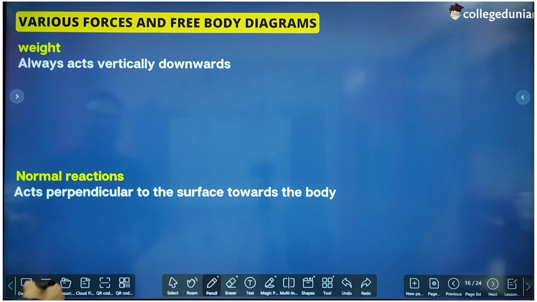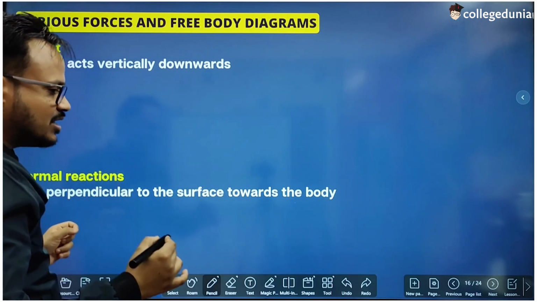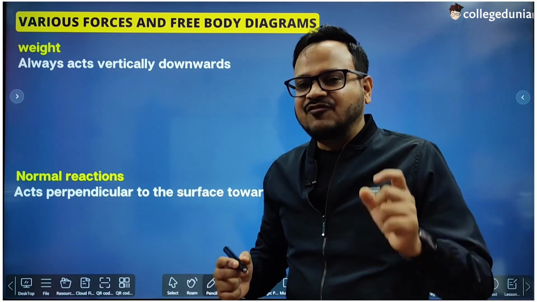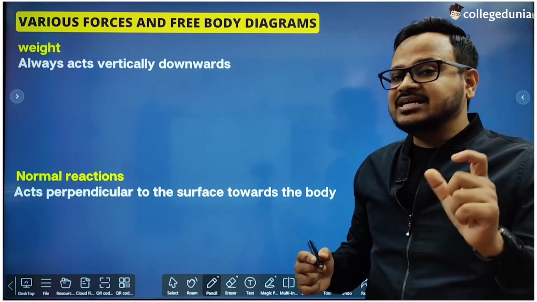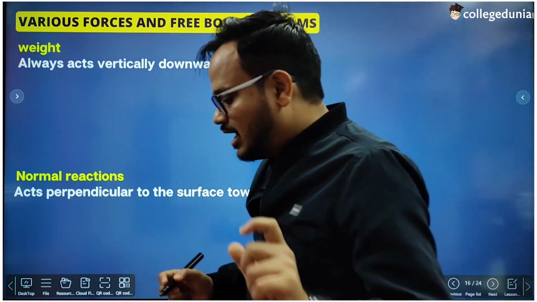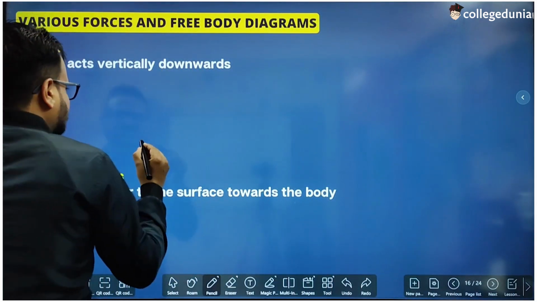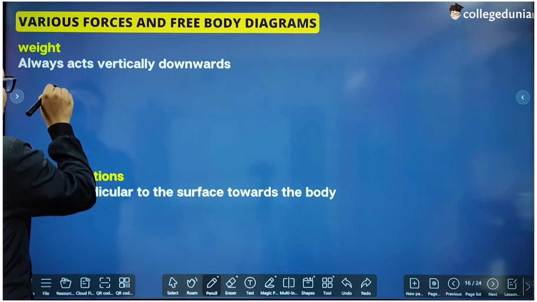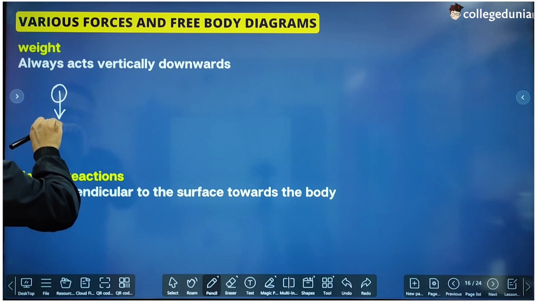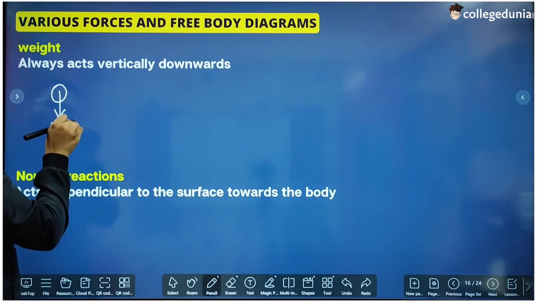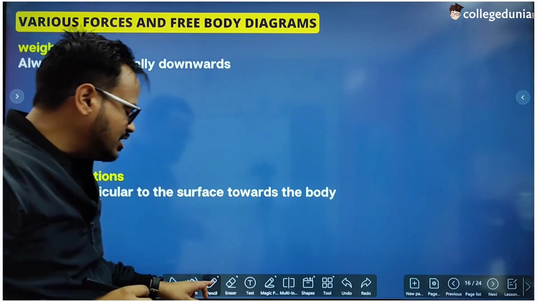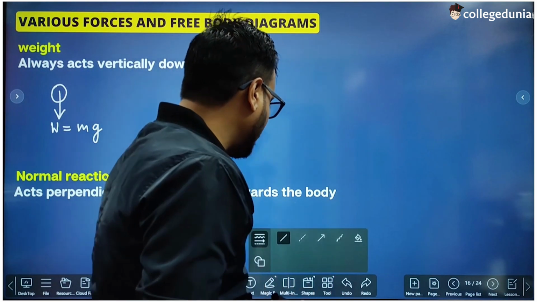First one is weight. In each and every question you will use a force acting on the body, which is weight. Weight is the force with which each and every body is getting attracted towards the center of the earth, and it always acts vertically downwards. If the body is in air, even then the weight is acting downwards, and the formula of weight is m into g, where m is the mass of the body and g is acceleration due to gravity.